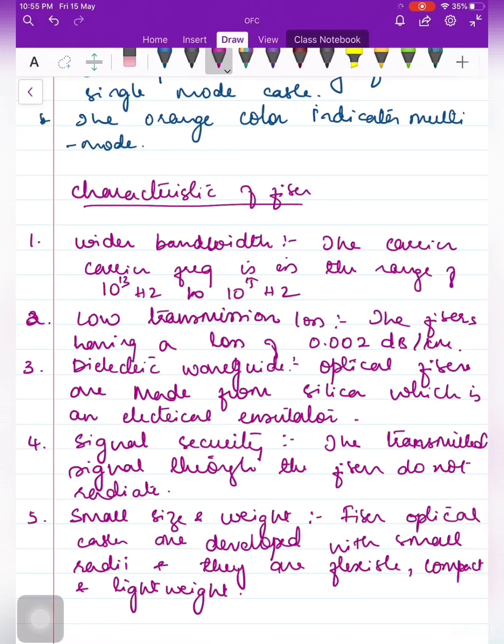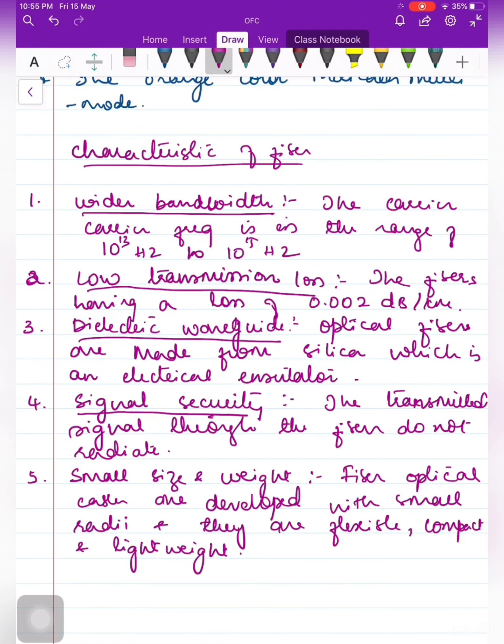So what were they? One was wider bandwidth, where the carrier frequency can range from 10 raised to 13 hertz to 10 raised to 15 hertz, and it has very low transmission loss. It is a dielectric waveguide, since it is made of silica which resists electrical energy, so it is well insulated. We have signal security, and they are small in size as well as weight. So these are a few characteristics of an optical fiber. Hope you have understood clearly the basic components and the characteristics of an optical fiber.